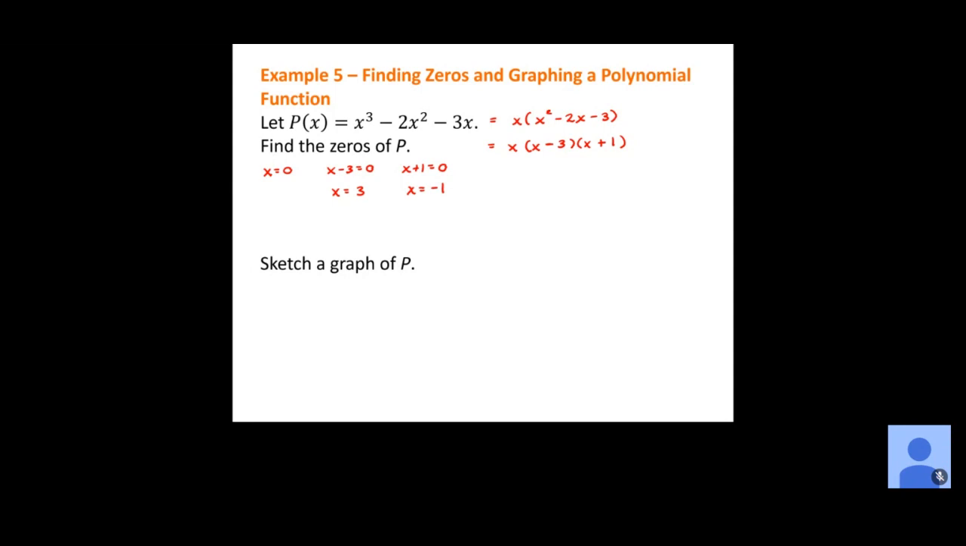So that answers the first question. That's finding all the zeros of that polynomial. So if it's already in factored form, look for ways to factor, set each factor equal to 0, and that gives us our zeros.